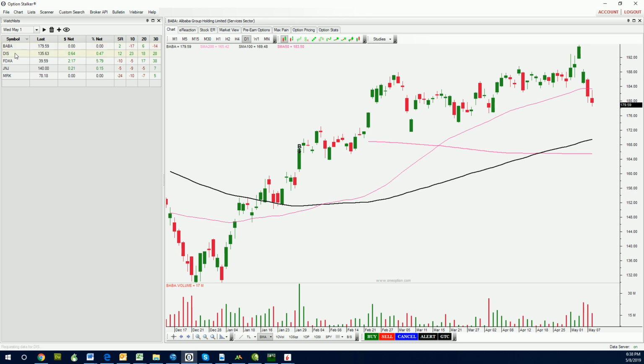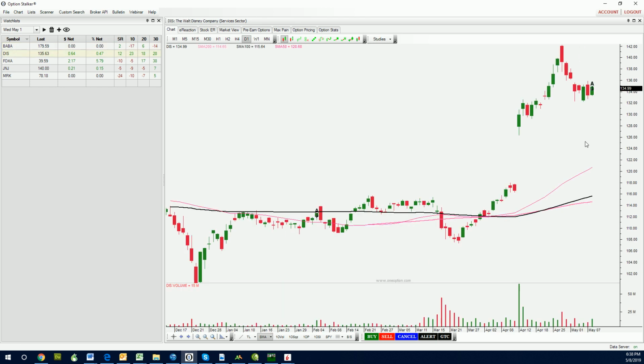So definitely a loser. Disney was one that we looked at for a short. You can see it really hasn't done a whole lot of anything. It announced earnings today after the close, which incidentally were well received. Good number. Stock is up a little bit after the number. So this wasn't really a winner or a loser.